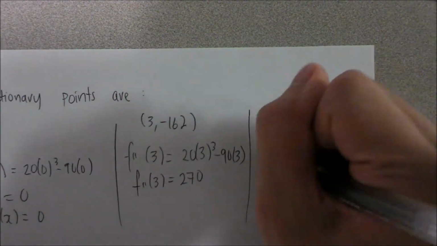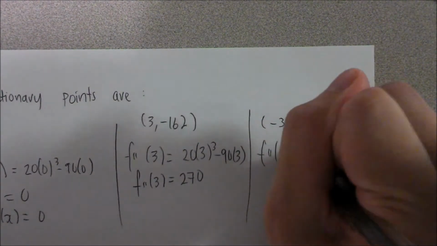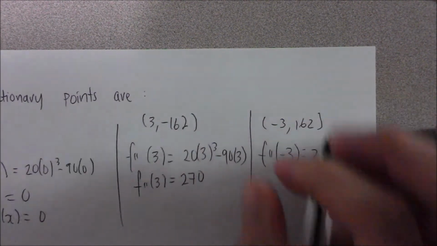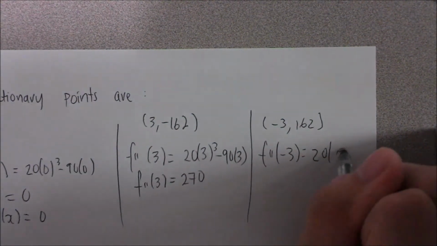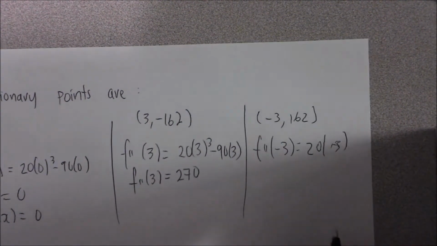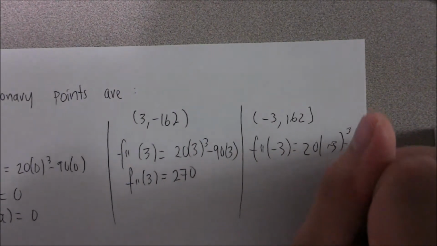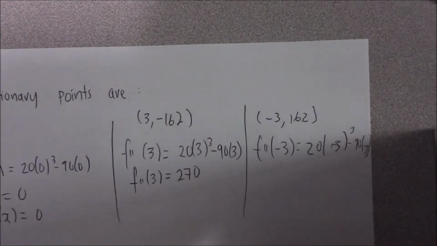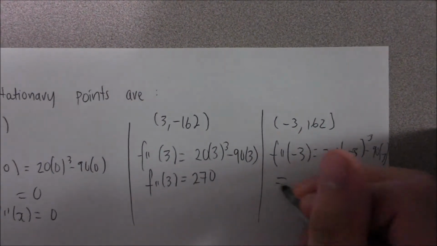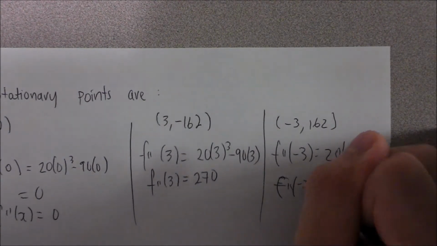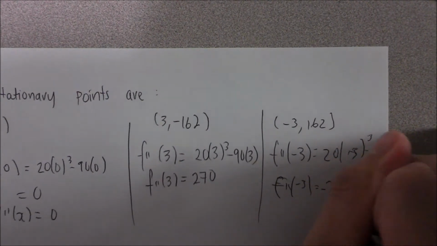Okay, and the last one will be f''(negative 3), because we got negative 3 as the other x value. So 20 times negative 3 cubed, minus 90 times negative 3. Okay, and that's going to equal negative 270.